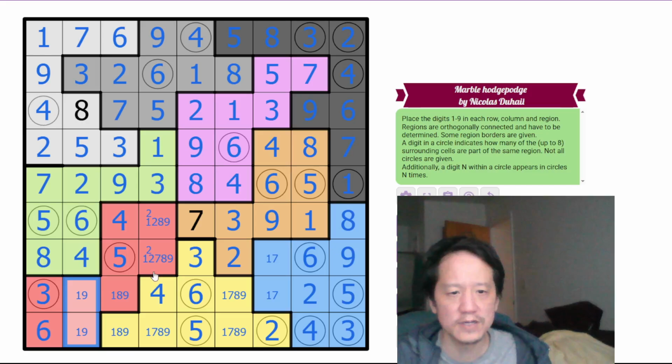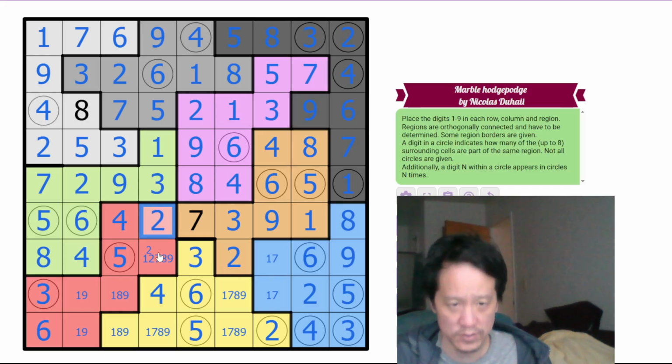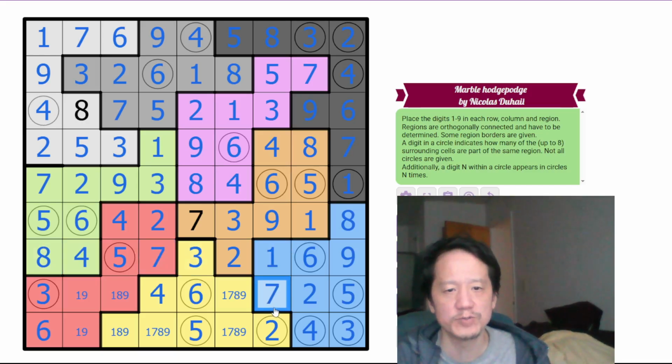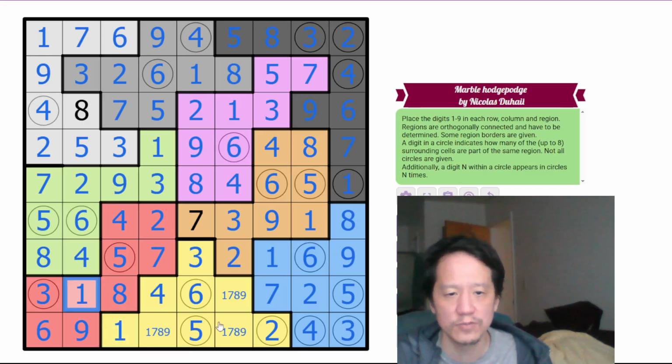These can't be 7. It's a 1, 9 pair. This can't be 1, 8, or 9, so this is 2. This can't be 1, 2, or 9, or 8, so this has to be 7, which makes that 1, which makes that 7. This 1, 9 pair in the red region eliminates 1 and 9 in the rest of the regions, so this can't be 1 or 9, so this is 8. This can't be 8 or 9, so this is 1, which makes that 9, which makes that a 1.